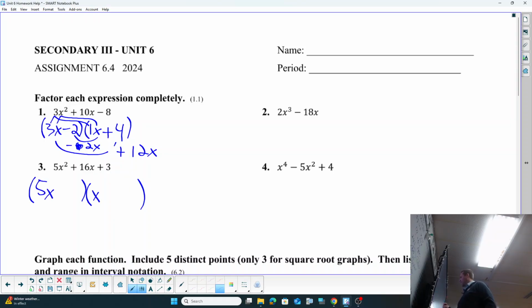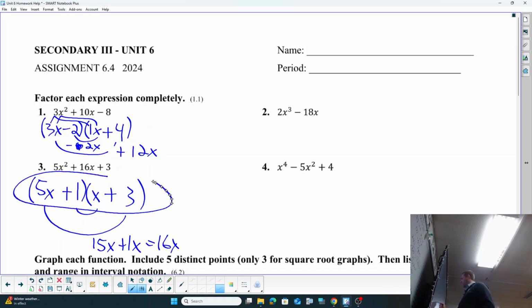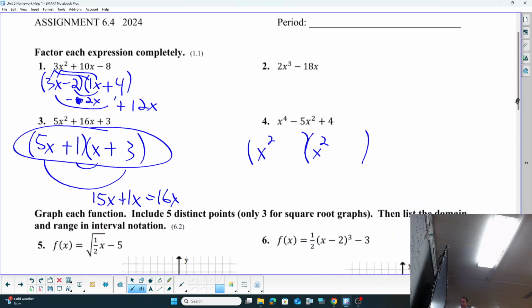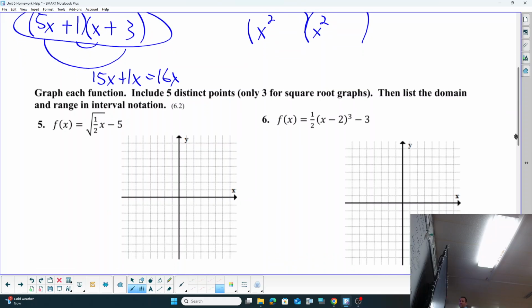So we get 5x and x. Probably 1 times 3 gives us our 15x. Plus our 1x there. And so that's 16x. Nice. So that's definitely going to help us there. So go ahead and give number 4 a try. And factor it more, because I think it does factor more, right? Give it a try. I think it factors more.